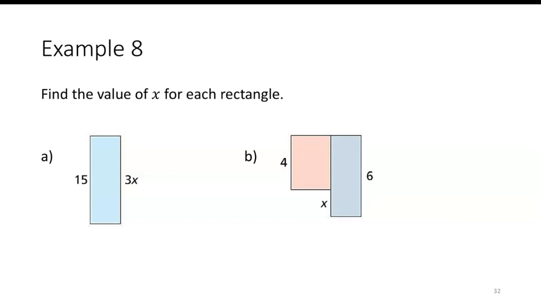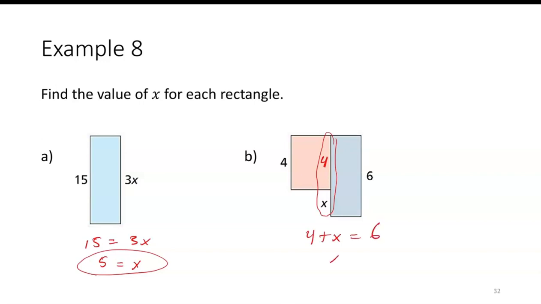So if I want to solve for x using these rectangles here, for part A, I know that if I'm dealing with a rectangle, the left and right sides have to be congruent. So I know that 15 has got to equal 3x. If you divide by 3, you'll have x equal to 5. And for part B, the left side of the first rectangle is 4, so the right side is 4. Now for the right rectangle, the left side is 4 plus x, and the right side is 6. So if you subtract 4, you'll get x equal to 2.